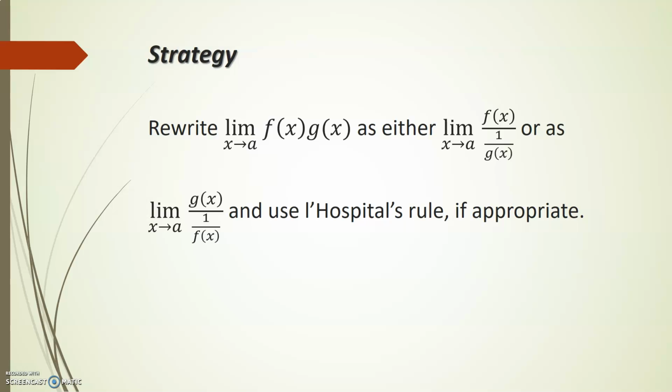So in other words, we're going to rewrite the limit as x goes towards a of the product f times g either as the limit as x goes towards a of f divided by 1 over g, or the limit as x goes towards a of g divided by 1 over f. And from this point, L'Hopital's rule will be applicable most likely.